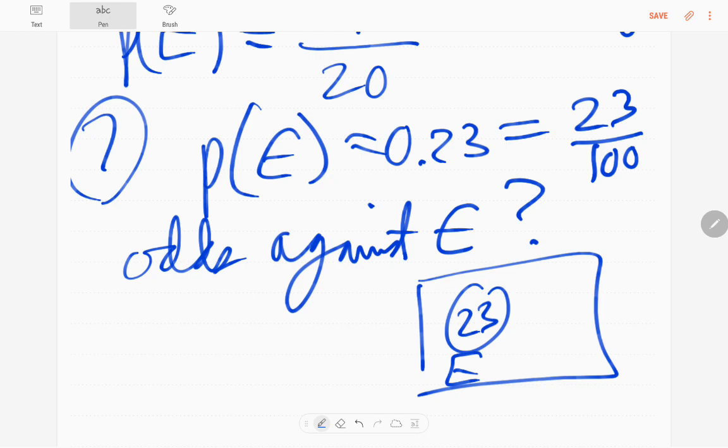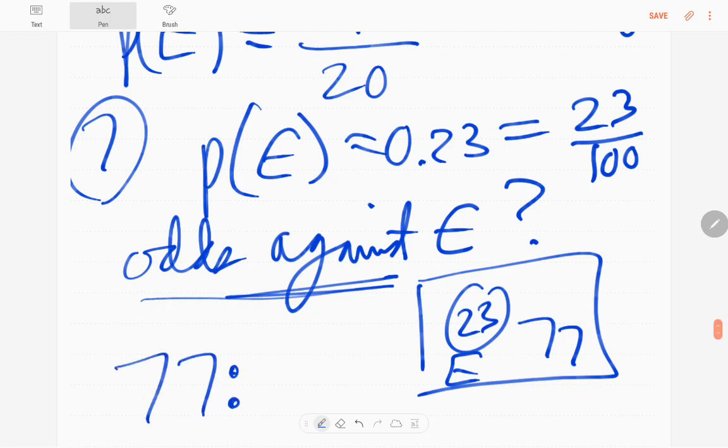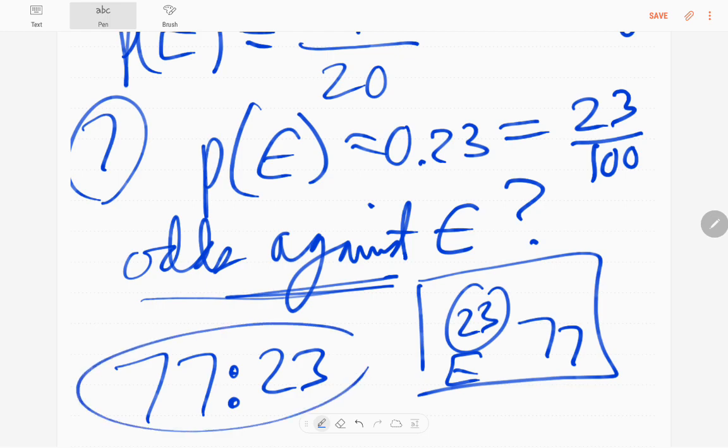So if there are 23 things in E and 100 total, then 100 minus 23 equals 77 is the number of outcomes outside of E in that sample space. But we're looking for the odds against E. So that's everything outside of E, colon, everything inside of E. And I believe that can't be reduced because 23 is prime.